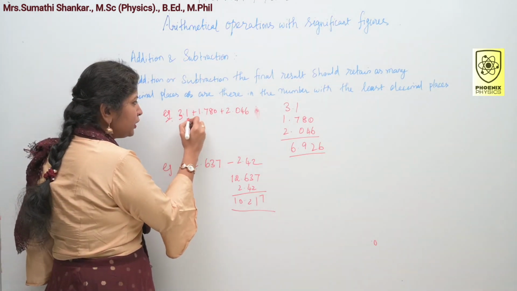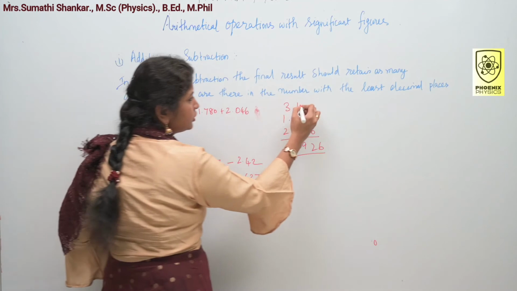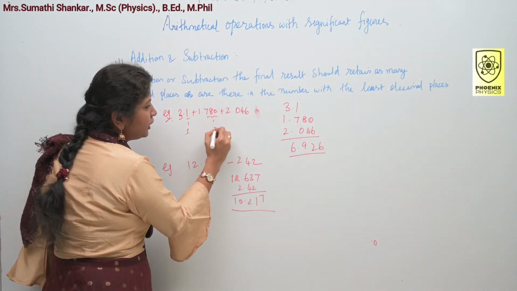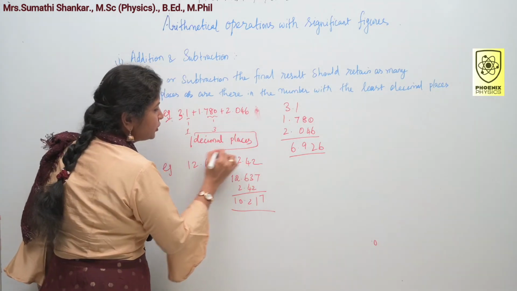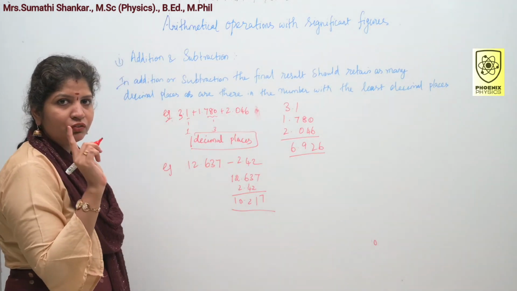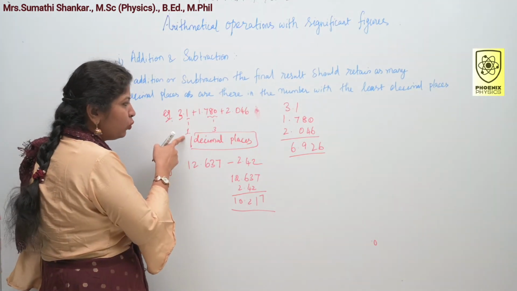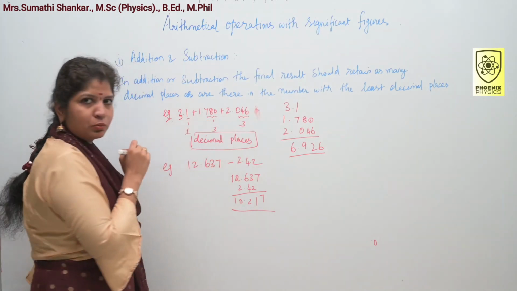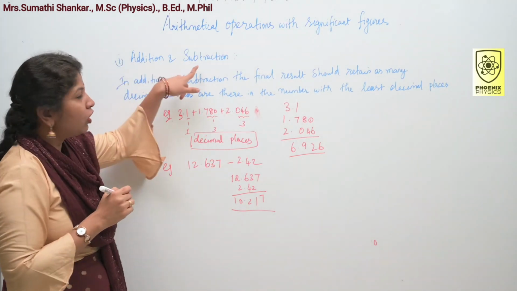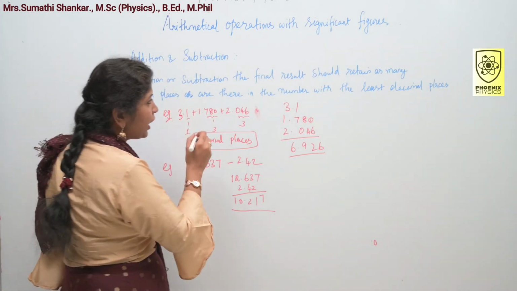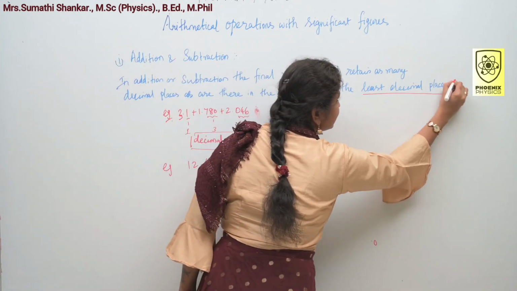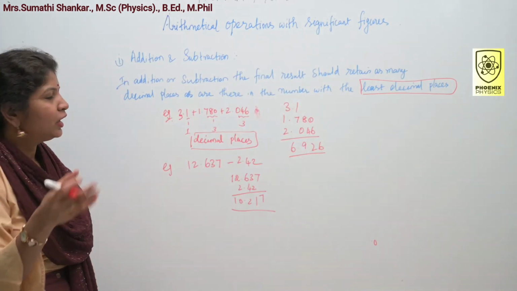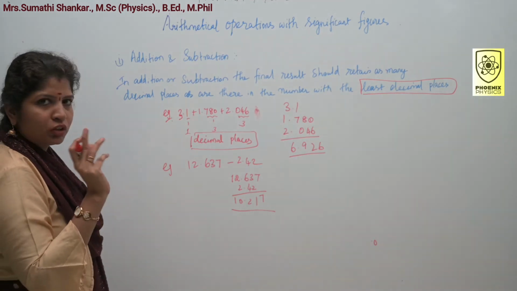Here how many decimal places for this first number, that is 3.1? We have 1 decimal place. Here I have 3 decimal places. I am just considering the decimal places, not significant figures. So here I have 1 decimal place, here I have 3 decimal places, here also 3 decimal places. If it is addition or subtraction, we have to consider only the least decimal places. This word is important. Least or smallest decimal places. Both are the same.